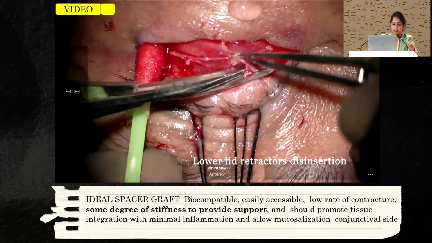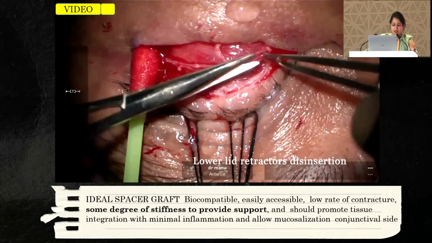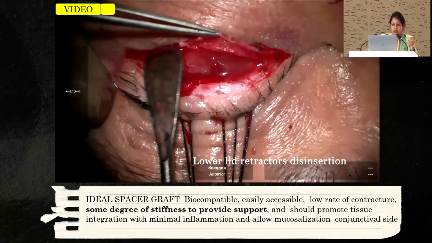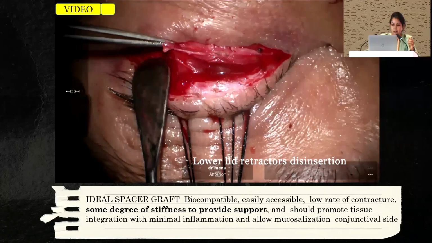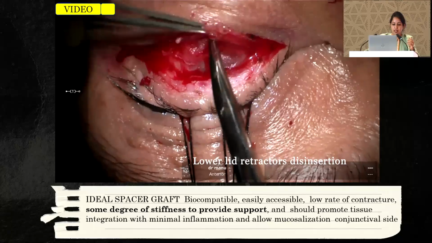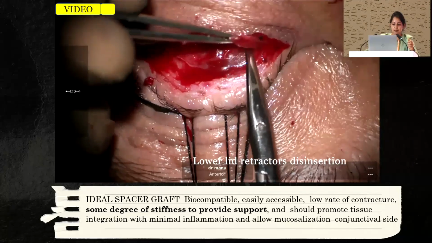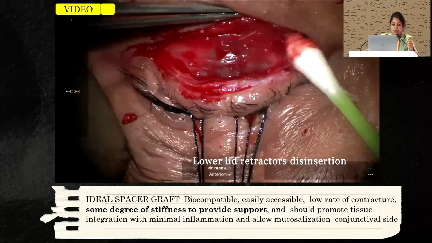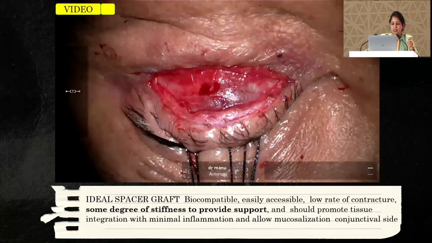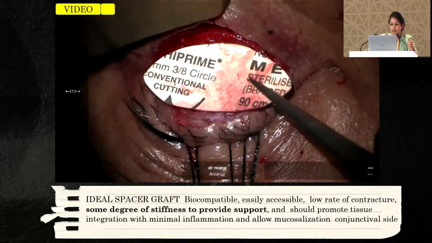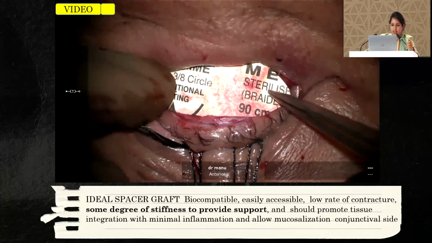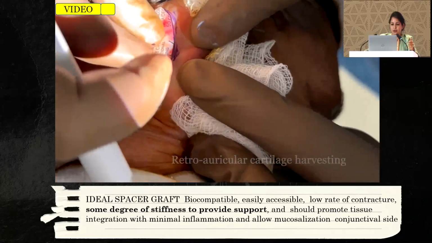Whereas for the lower lid, you require a graft which is sturdy, that keeps the retractors recessed and supports the tarsus in an upright position. So here, the graft should be biocompatible, easily available, have a low rate of contracture, have some degree of stiffness to provide support, and should promote tissue integration with minimal inflammation and allow mucosalization of the conjunctival side. In this case, retroauricular cartilage was used.